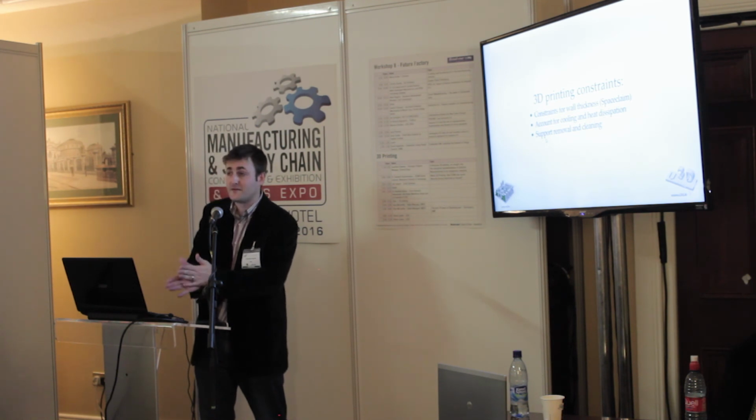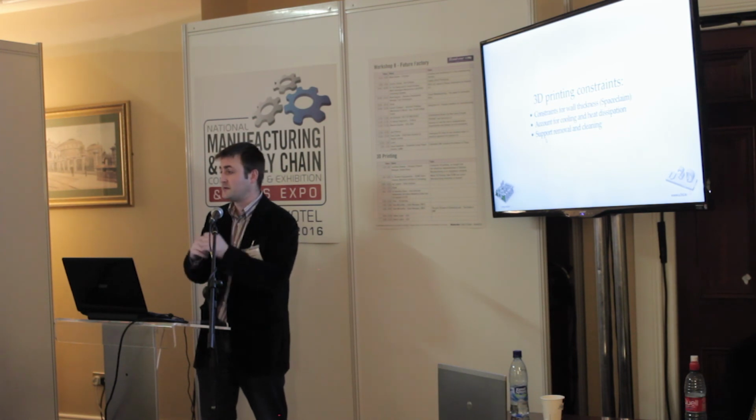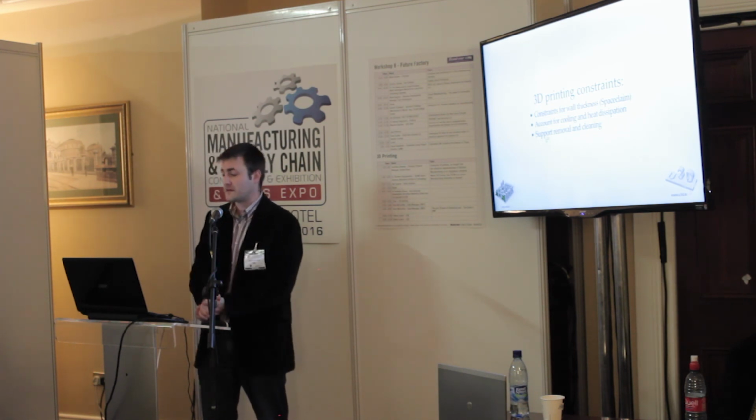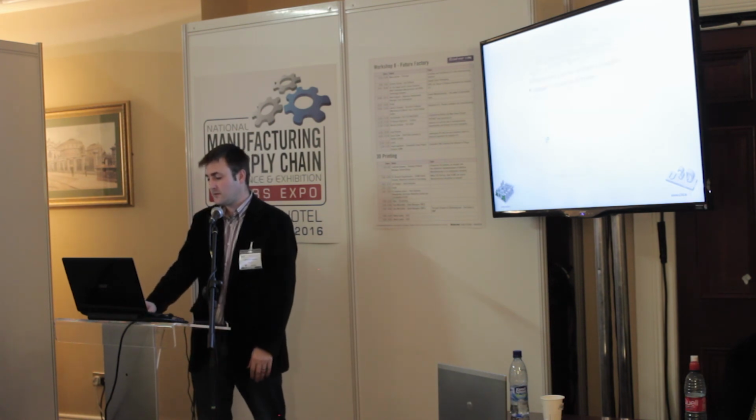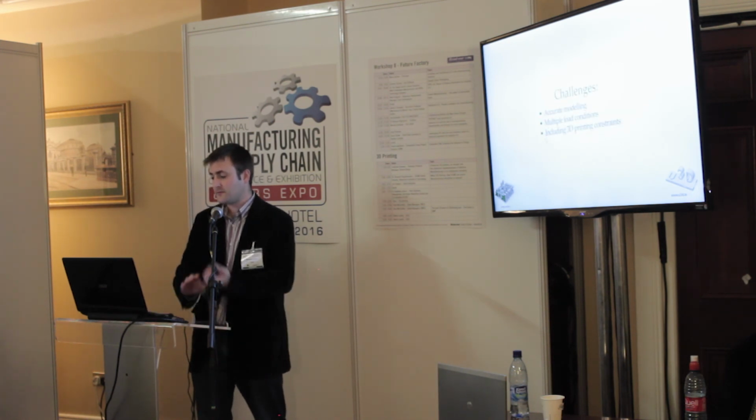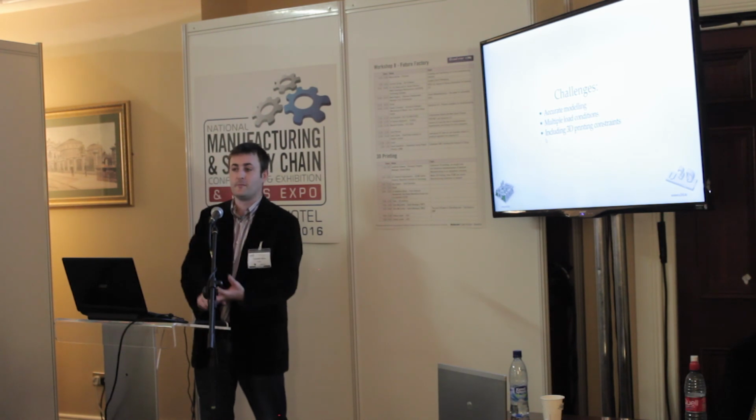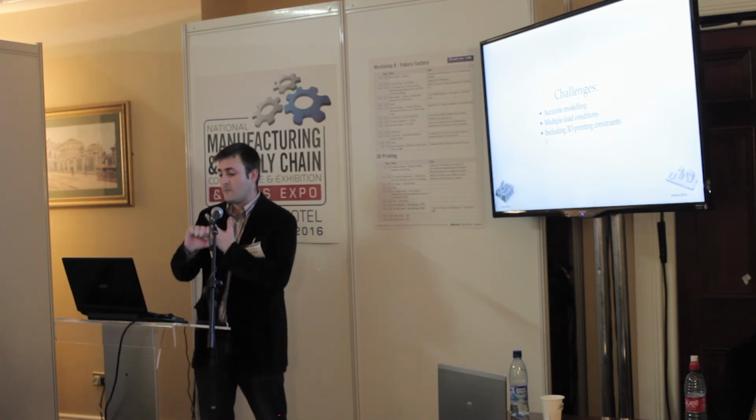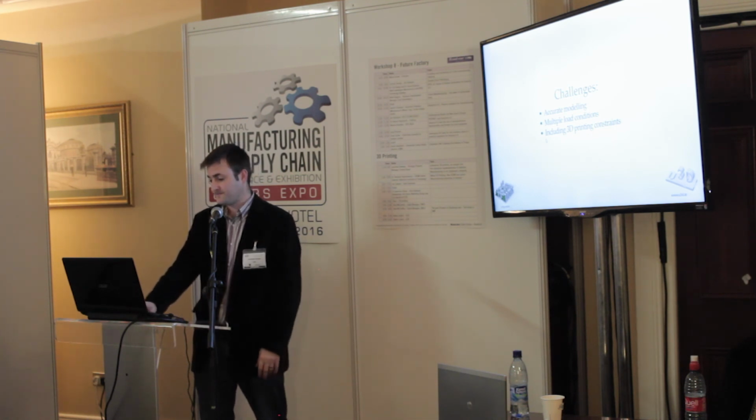And finally, support removal and cleaning. When you print a very complex design, sometimes it's impossible to get all the support material off it. So these are things that can be factored into the model. So that's about it. The main challenges are trying to get accurate modeling in the software, multiple load conditions, and including 3D printing constraints.